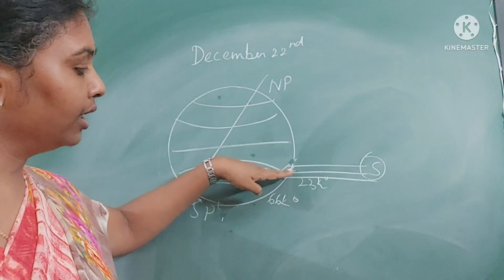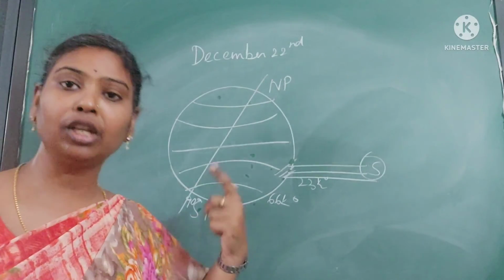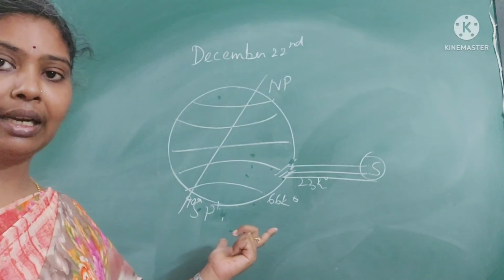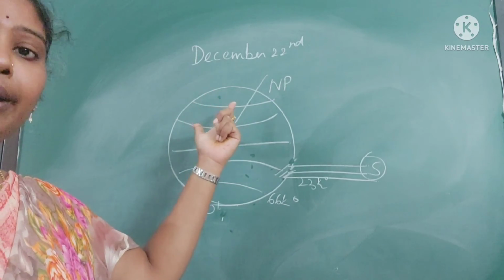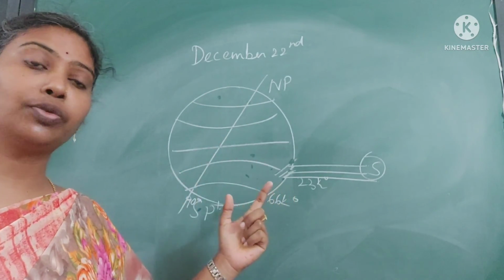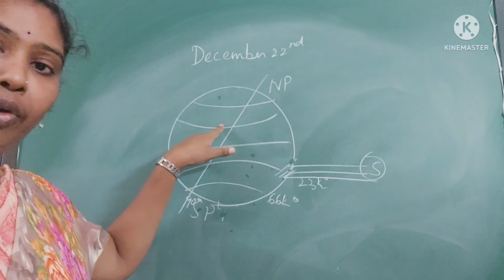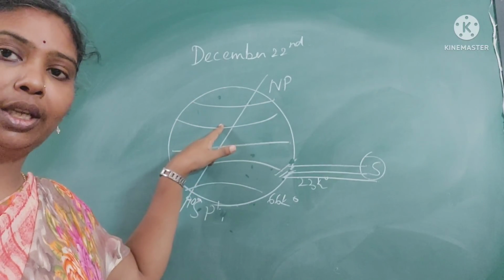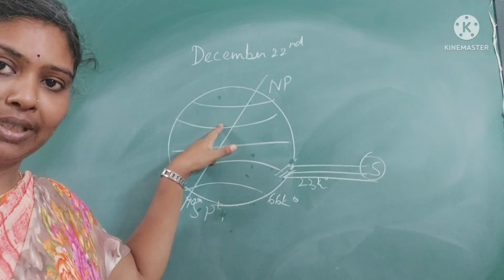So after 23 and a half, the 66 and a half and 90 degrees, they will be in continuous sunlight, and this part, the northern side will be in continuous darkness for 6 months. Near the northern pole and Arctic region, they will be in continuous darkness for 6 months.